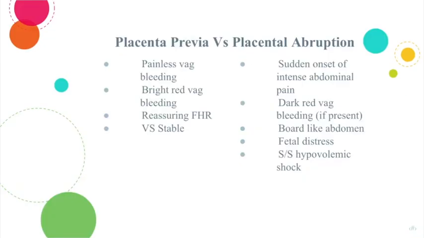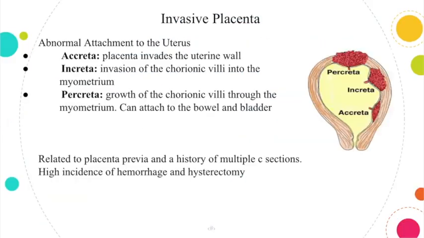This slide is created just so when you're studying, you can tell the difference between the two. Next, we'll talk about an invasive placenta. It's the placenta. This is all about the wrong attachment. We already talked about a previa, which is the incorrect place. The abruption is premature separation, and this is invasive placenta.